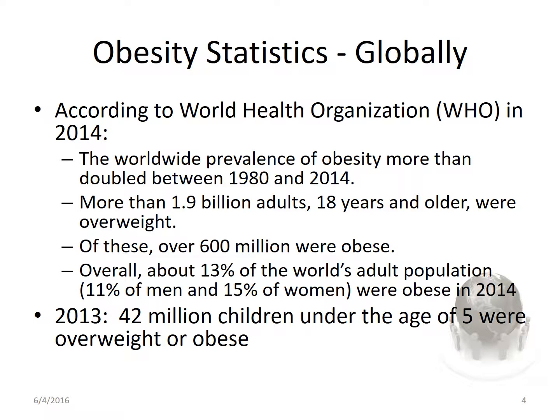The obesity statistics globally. According to the World Health Organization in 2014, these are the most recent statistics I could find, the worldwide prevalence of obesity more than doubled between 1980 and 2014. More than 1.9 billion adults 18 years and older were overweight. Of these, over 600 million were obese. Overall, about 13% of the world's adult population, 11% of men and 15% of women, were obese in 2014. In 2013, 42 million children under the age of 5 were overweight or obese.